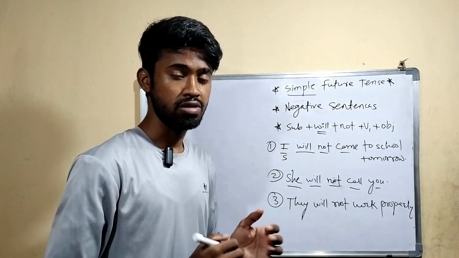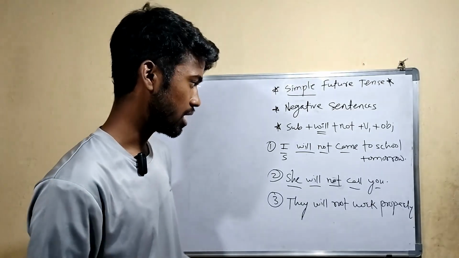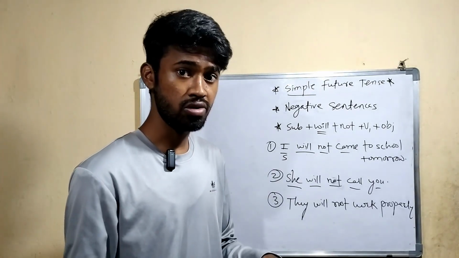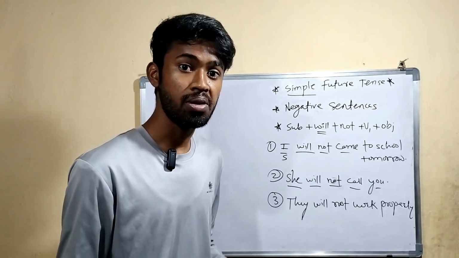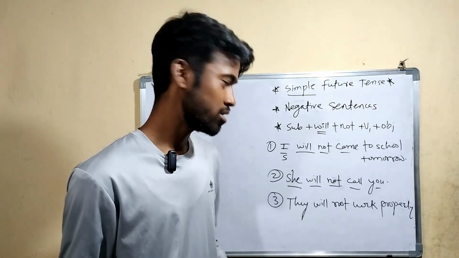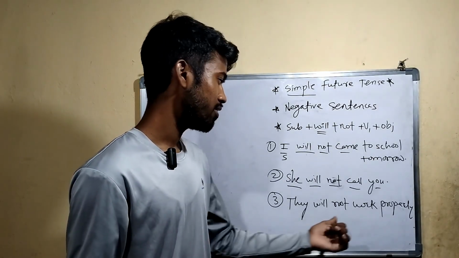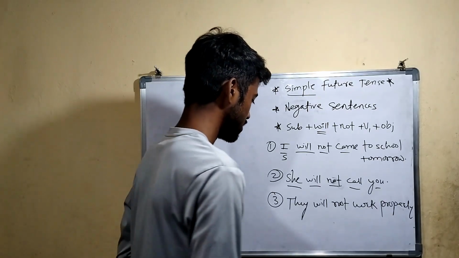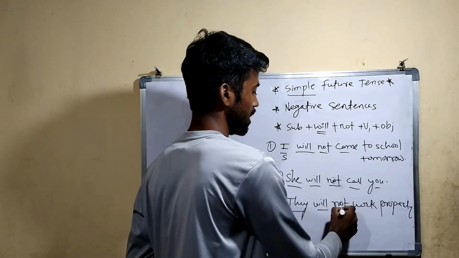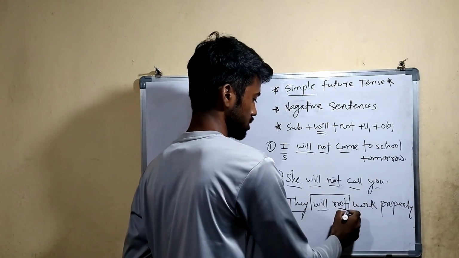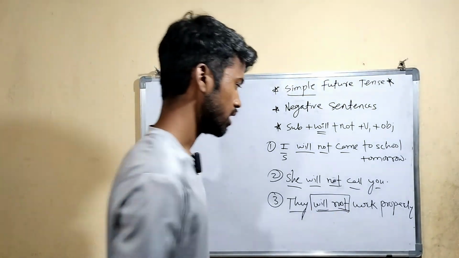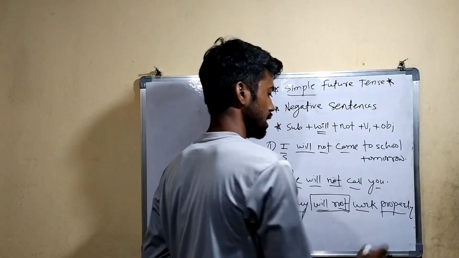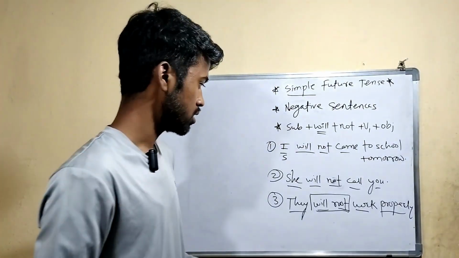Let's say you have one company, and in that, if the manager is absent, he is not there, so the rest of the employees will not work properly. So what is the example here? They will not work properly. What is the subject here? They will not. This part you need to understand perfectly. Will not, in negative, will not. After that, the first form of verb, and in the last, the object.